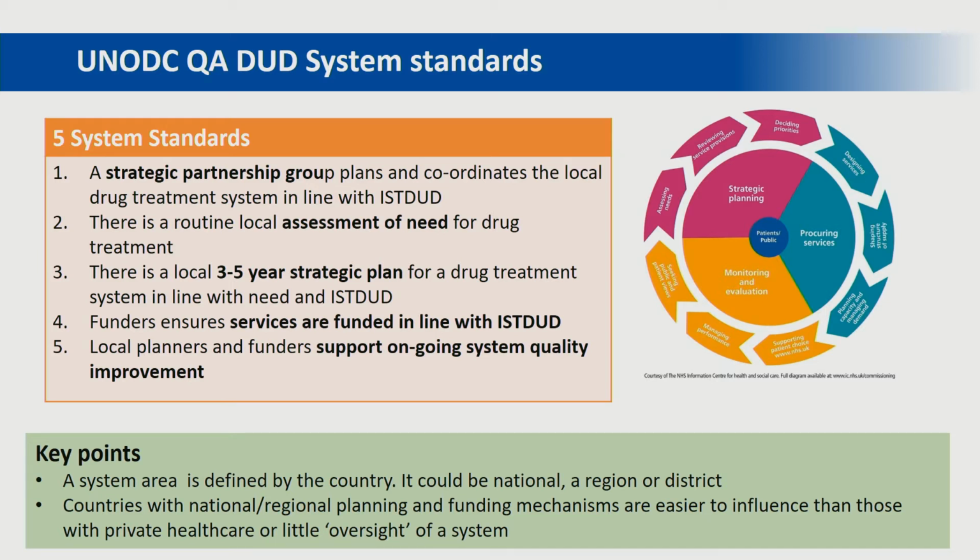That this system needs to be based upon a routine assessment of local need, because the population needs are very different in different countries. That there then needs to be a 3 to 5 year plan to bring the system in line with the international standards for the treatment of drug use disorders. That then services are funded in line with that, and there needs to be some kind of ongoing quality assurance mechanism to underpin the system and embed it.